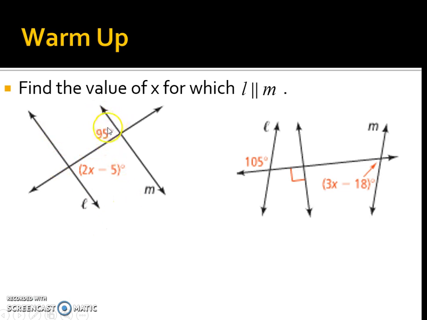So this angle is 95, and I want you to find x if this is 2x minus 5. And then over here, we're going to have 105, 90, and 3x minus 18. I want you to see if you can find x for this one also.